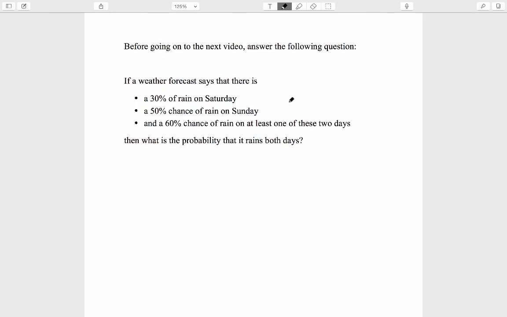Let's put the addition formula to use. Before going on to the next video, answer the following question. If a weather forecast says that there is a 30% chance of rain on Saturday, a 50% chance of rain on Sunday, and a 60% chance of rain on at least one of these 2 days, then what is the probability that it rains both days?